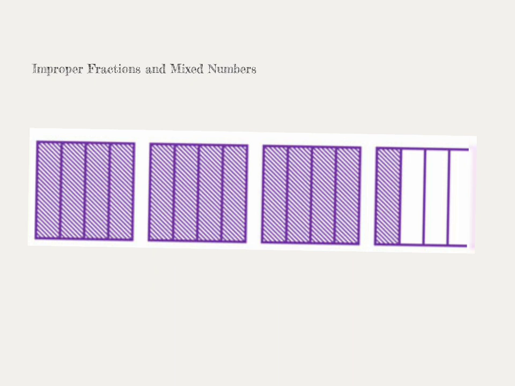Let's have a look at some more shapes. So these squares have been split into 4 pieces. We've split them into 4, that makes them quarters. So here I have 4 quarters. Here I have another 4 quarters. Here I have another 4 quarters. And here I have 1/4.